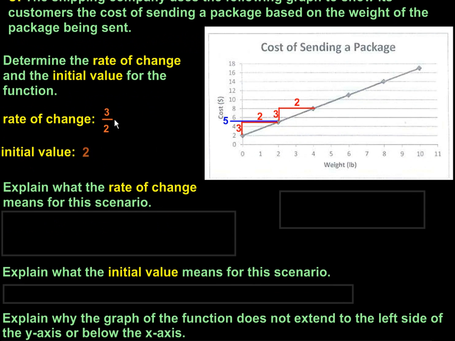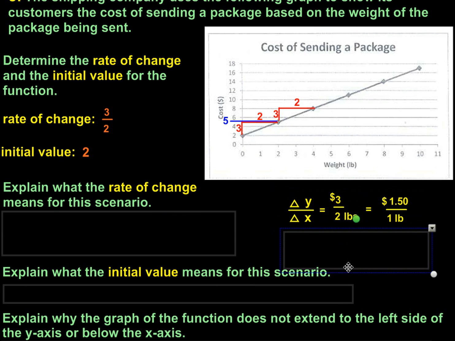If we take a look at this as a rate of change, you can see that if we look at the change in y and the change in x, we have $3 over 2 pounds. And that can actually be reduced to $1.50 for 1 pound. Now we can work with this as 3 over 2, or we can work with this as 1.50 over 1. It really doesn't change the outcome.